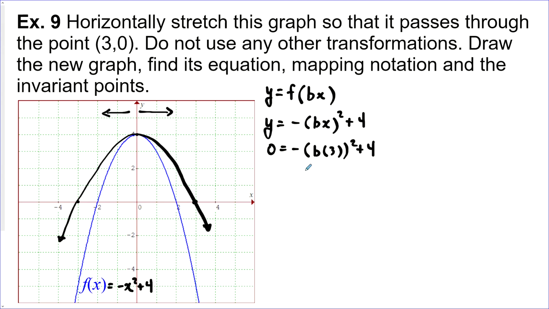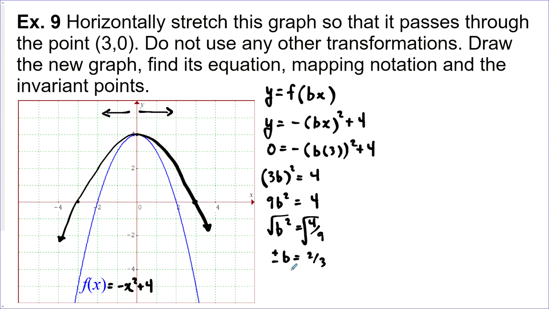Okay, so I'll just do some algebra. I'm going to add this 3b squared onto the other side. So 3b squared onto this side, and that equals 4. Then I'm going to square both of these. So 9b squared is equal to 4. Divide both sides by 9. Get b squared is equal to 4 divided by 9. Square root both sides, and I get plus or minus b is equal to 2 over 3.